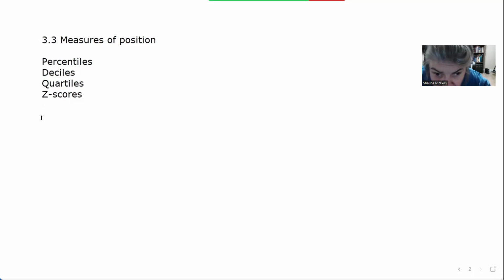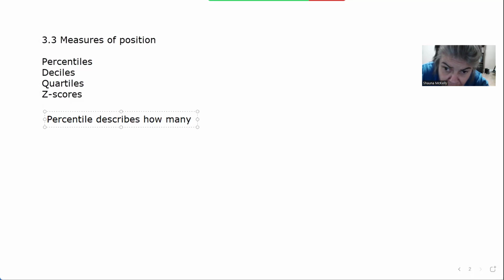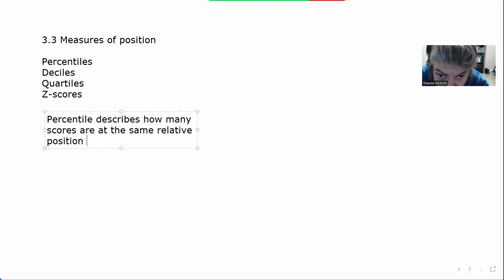A percentile describes how many scores are at the same relative position or below that position. So it's a measure of your rank. Percentiles describe that.